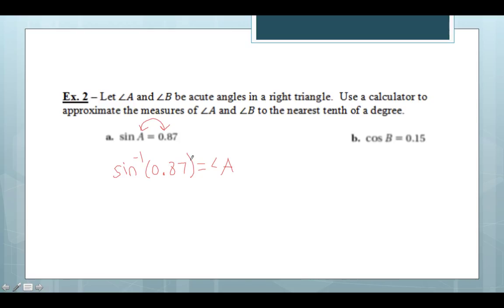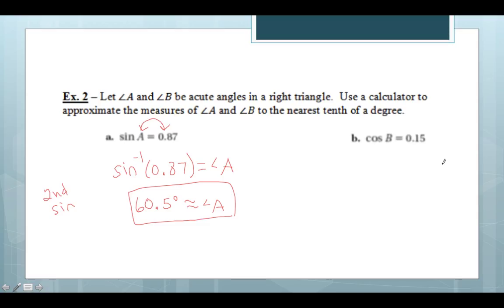Well, if we use our calculator by using second sine, then we do second sine and then 0.87, we're going to find that angle A is about 60.5 degrees when we round to the nearest tenth.